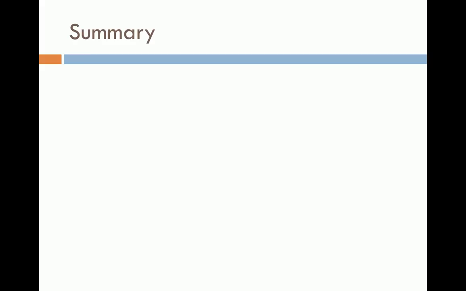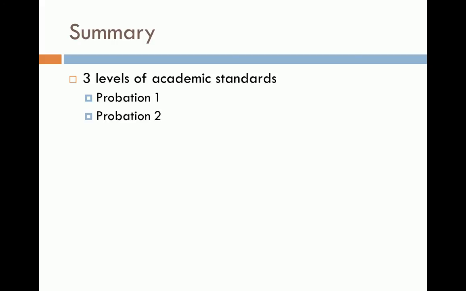To summarize, if you do not maintain a 2.0 cumulative GPA, or do not complete at least 50% of the courses you attempt, then you will be placed on Level 1 probation. If you aren't able to maintain this standard once again in a subsequent term, you are placed on Level 2 probation.